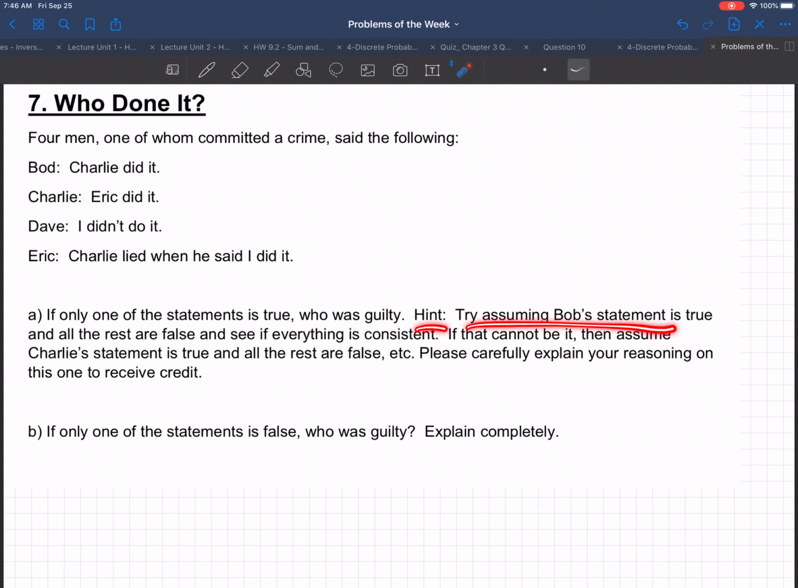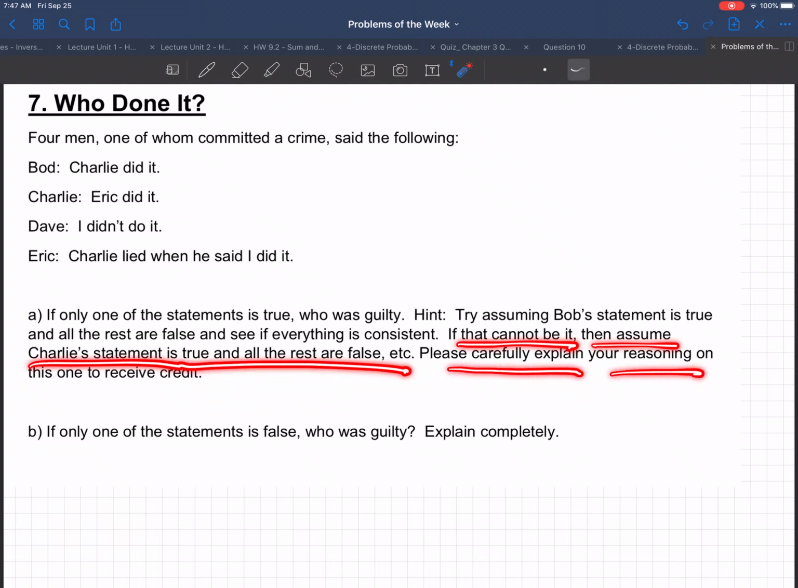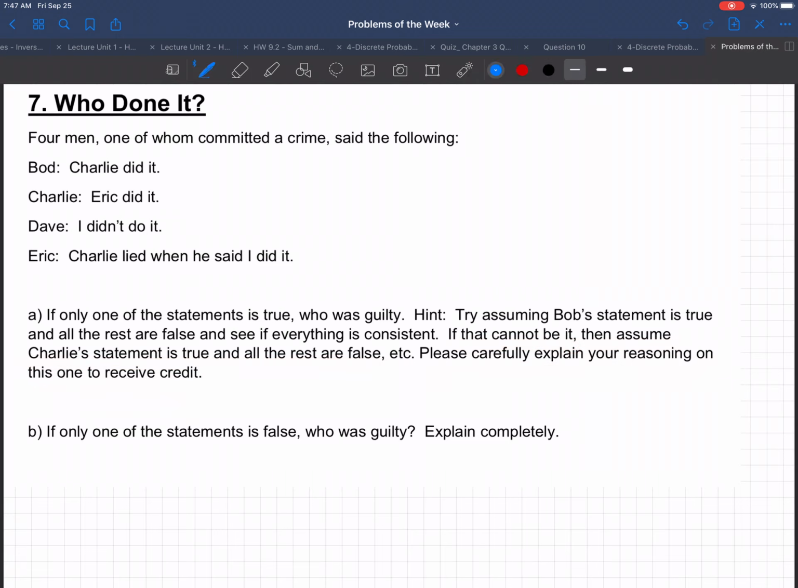Hint, try assuming Bob's statement is true and all the rest are false and see if everything is consistent. If that cannot be, then assume that Charlie's statement is true and all the rest are false, etc. Please carefully explain your reasoning on this one to receive credit. So what do I mean? Well, let's do what they said. If only one statement is true, who is guilty? Try assuming Bob is true.